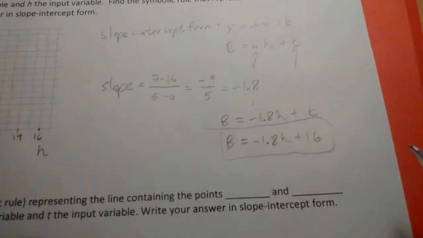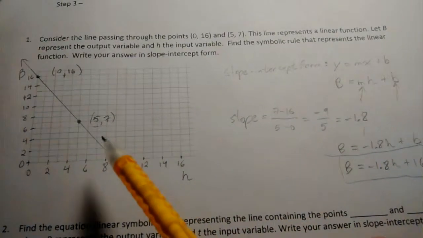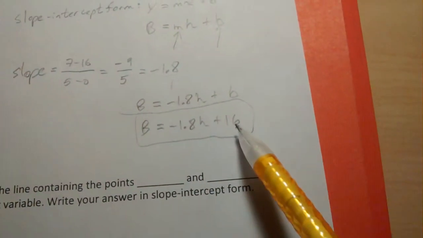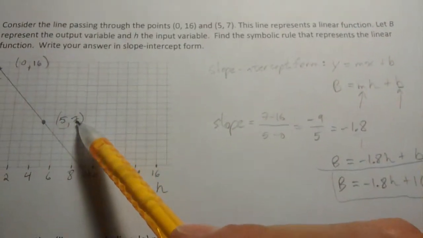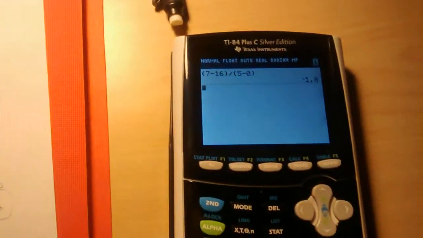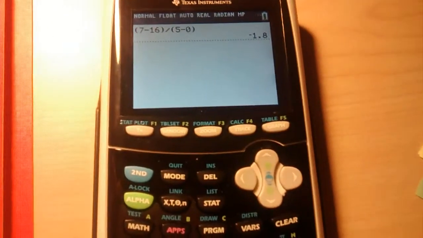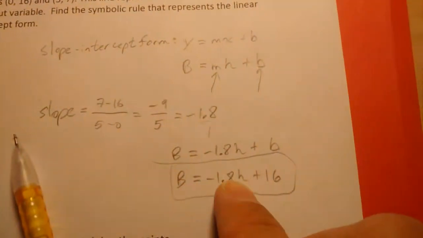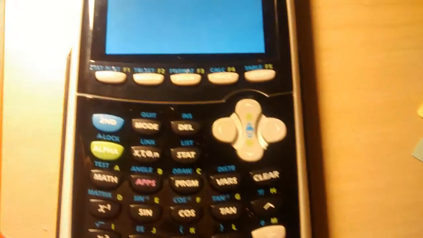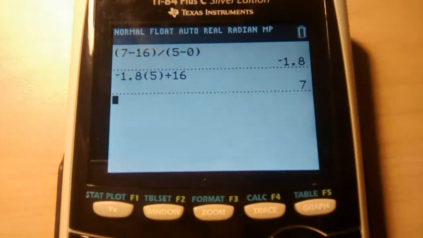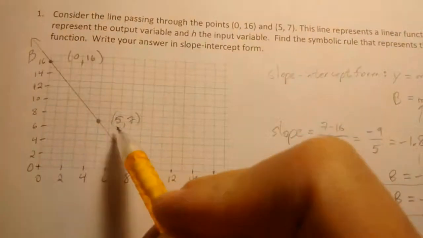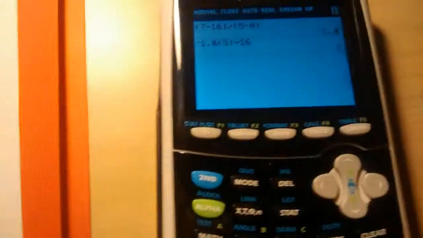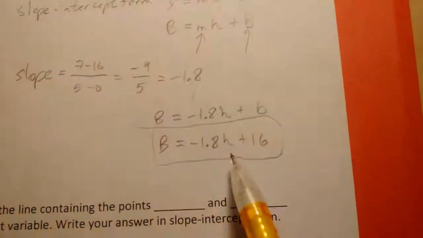And if you want to verify, that's fine. If you plug a 5 into this rule, you're going to get a 7 coming out of there. Let's just do it for fun and verify. So if I plug into my symbolic rule negative 1.8 times 5, plus 16, will I get the coordinate of 7? Yeah, 5 is corresponding to 7. So that symbolic rule is accurate.